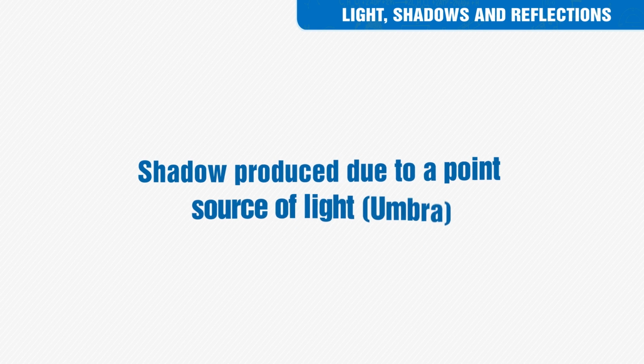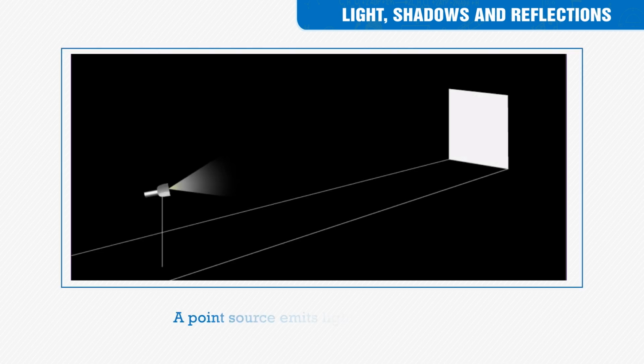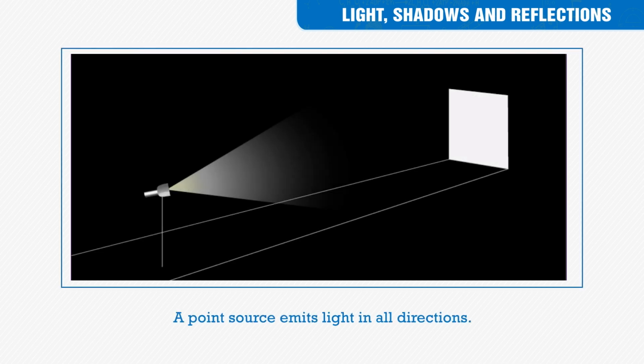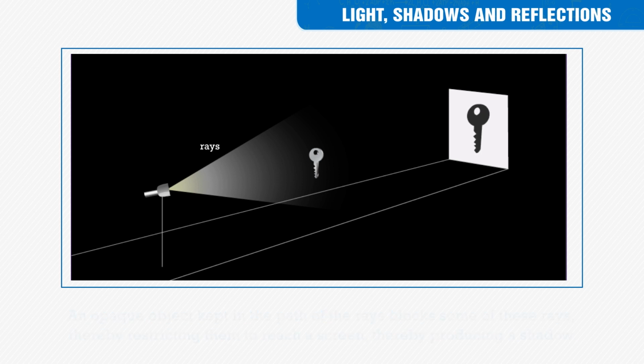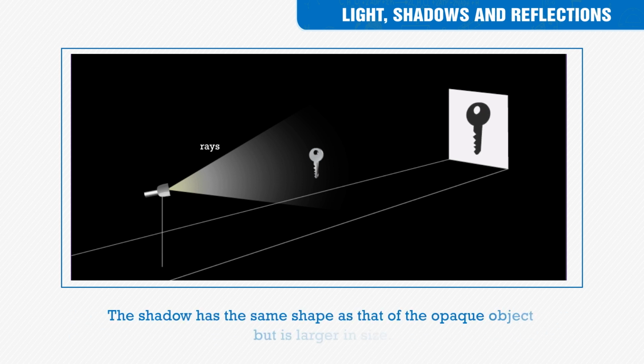Shadow produced due to a point source of light, umbra. A point source emits light in all directions. An opaque object kept in the path of the rays blocks some of these rays, thereby restricting them to reach a screen, thereby producing a shadow. The shadow has the same shape as that of the opaque object, but is larger in size.